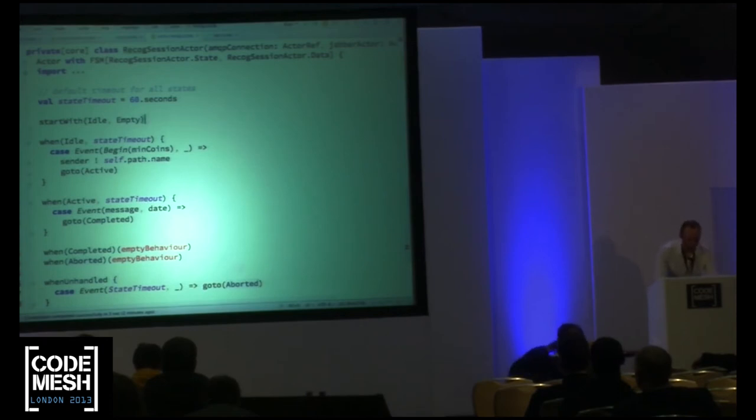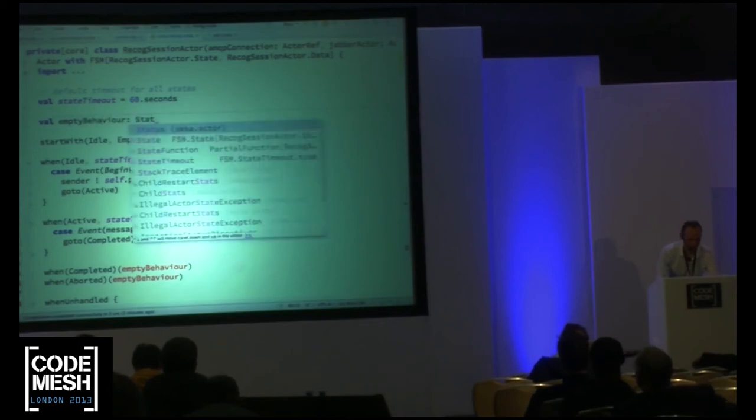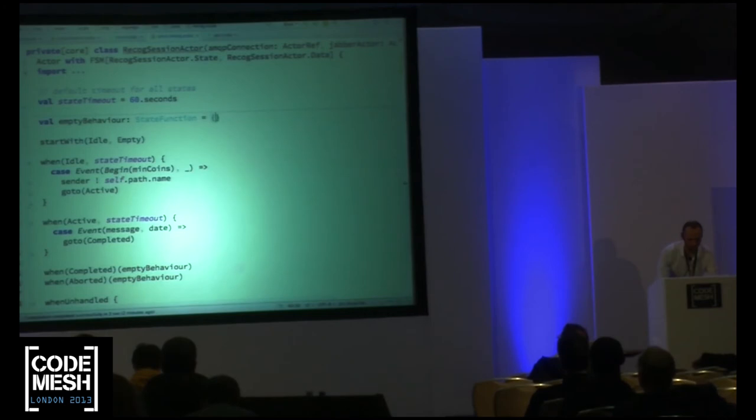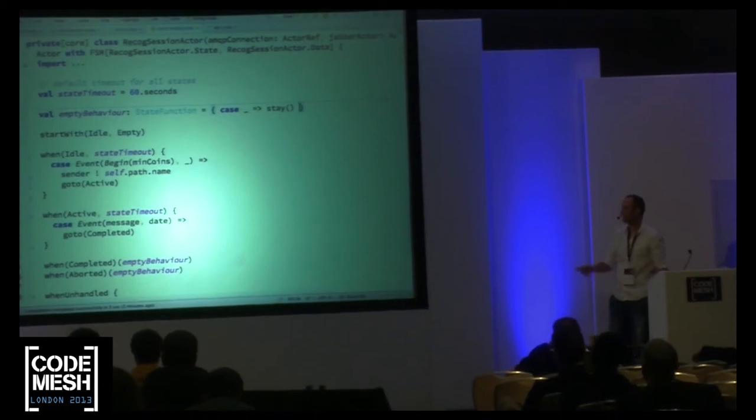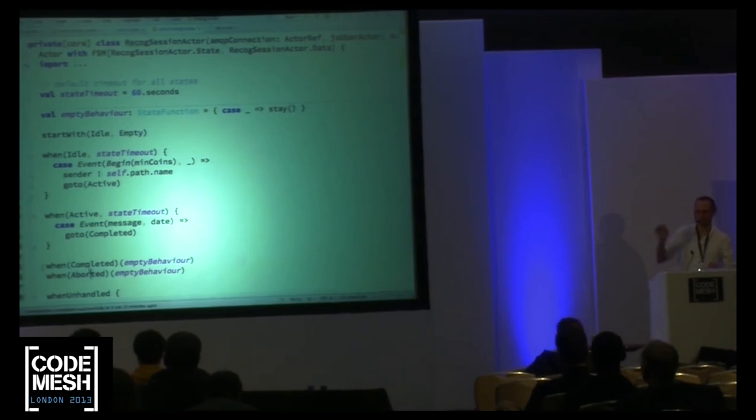Last thing is this empty behavior, which is a state function that actually does nothing interesting. It just stays in this state forever. So whatever message it receives, it's not going to move to any other state. It's the empty behavior. So essentially what we're saying is, once you hit completed or aborted, that's it. You're there forever. So that's pretty much it. That's the main crux of Akka FSM. It's how the messages go in, it's how we move from one place to another.